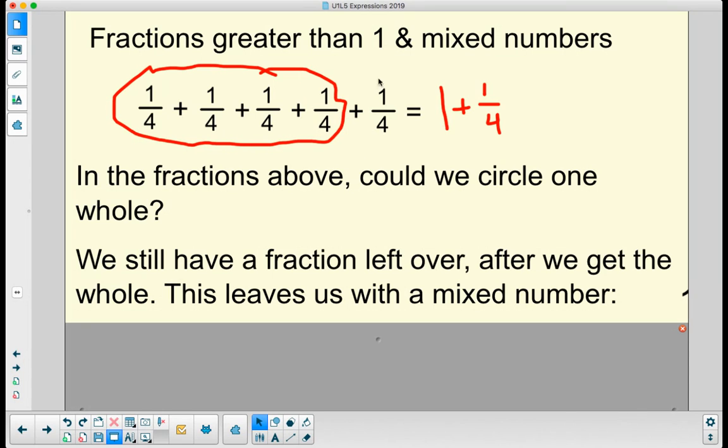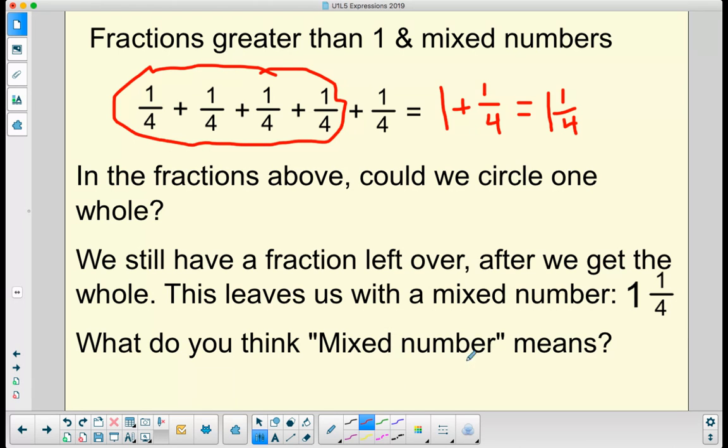This leaves us with a mixed number. So what is our mixed number? Well, we had 1. See my little 1 right here. And 1/4. So it ends up equaling 1 and 1/4. 1 for our 4 fourths our whole, 1/4 for the leftover fourth.